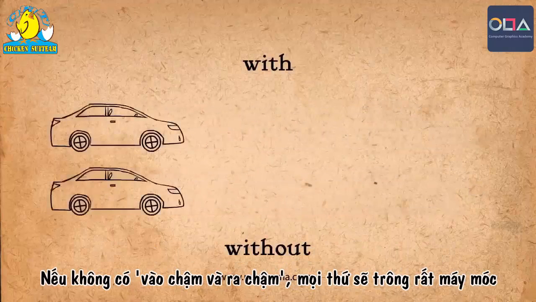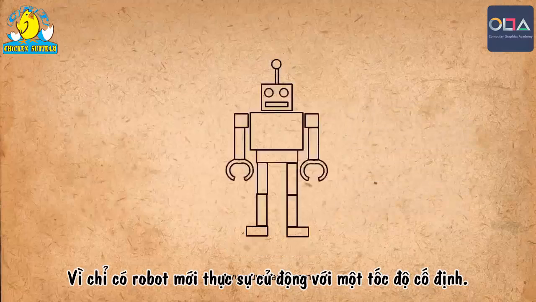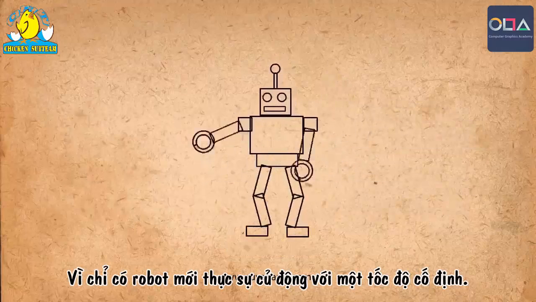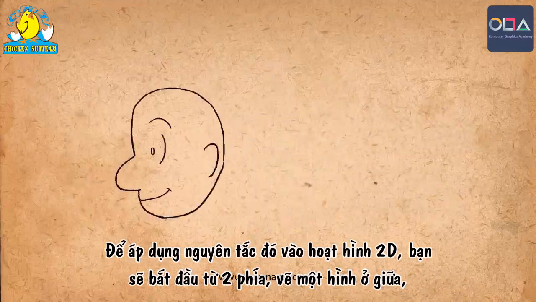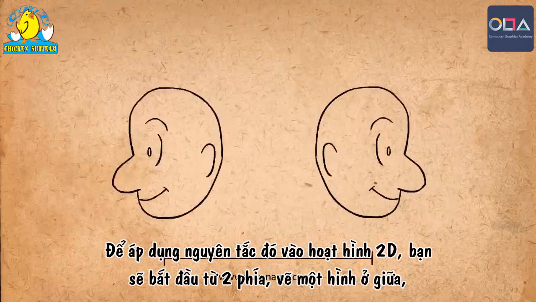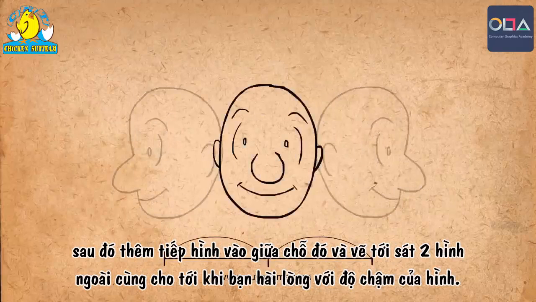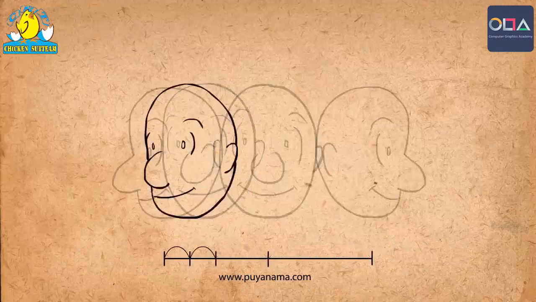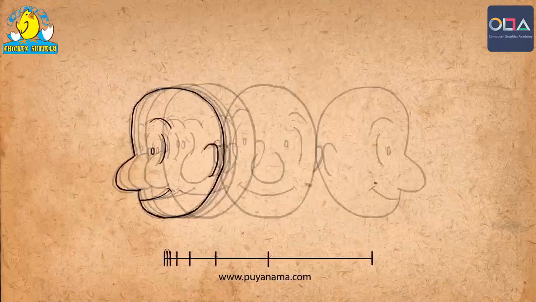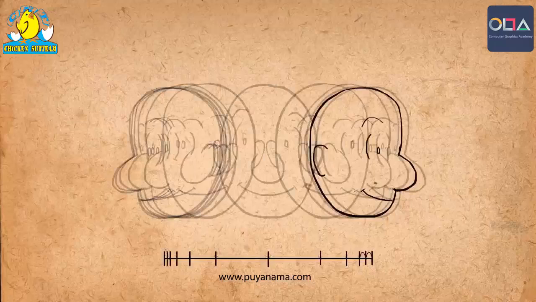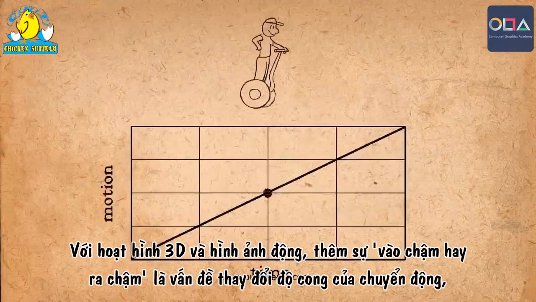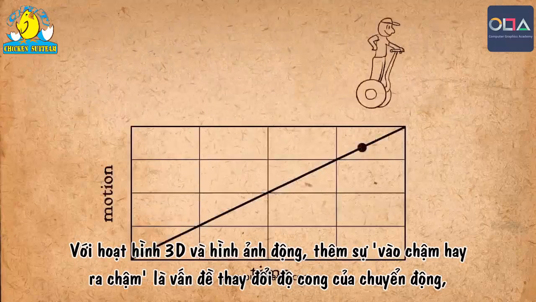Without slow in and slow out, things feel mechanical. That's because robots are one of the only things that actually move their parts at a constant speed. To use this principle in 2D animation, you take your extreme poses, draw a single in-between, and then draw in between those, then only in between the drawings closest to the extremes until you're satisfied with the amount of slow in and slow out.